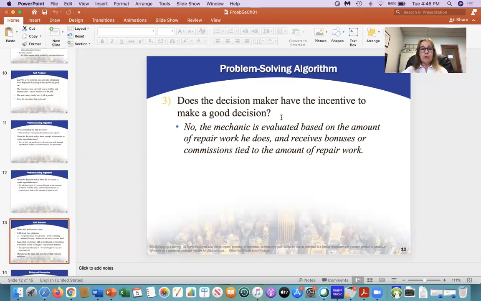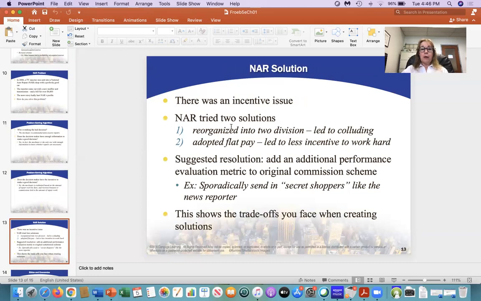So they tried a few things. First, they separated the employees into two divisions, but that just led to colluding. They were just getting together and colluding on that. So that didn't work. Then they adopted a flat pay system, where you're going to make an hourly rate or a salary regardless of how many repairs you do. But then they had no incentive to work hard. They just started really slacking off. So these did not work at all.